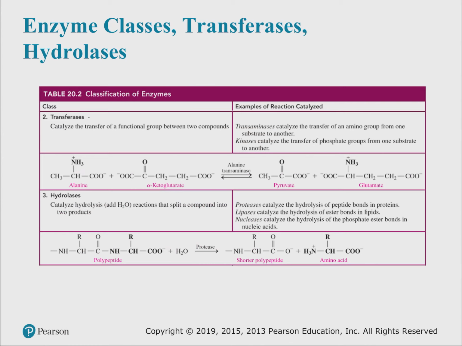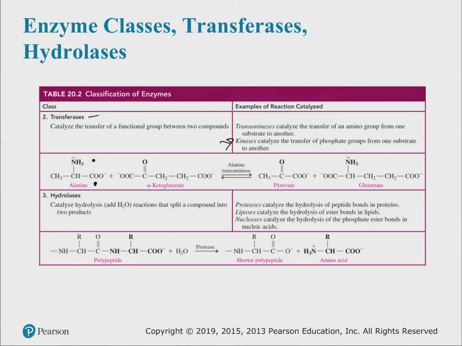Transferases. Very kind of vague there. A lot of things could be transferases. Kinases are transferases. We talked about kinases not that long ago. Kinases, I said, transfer phosphate groups onto molecules. Transaminases, the ones we just looked at in that other slide a couple slides ago, transfer amino groups from one substrate to another. Alanine transaminase, we saw in that exact example.